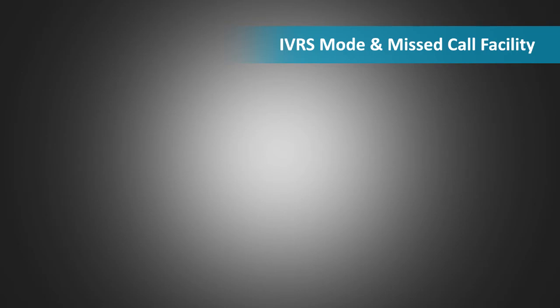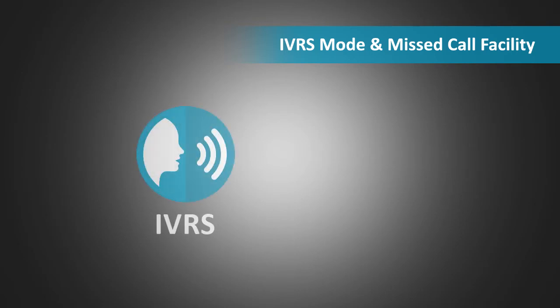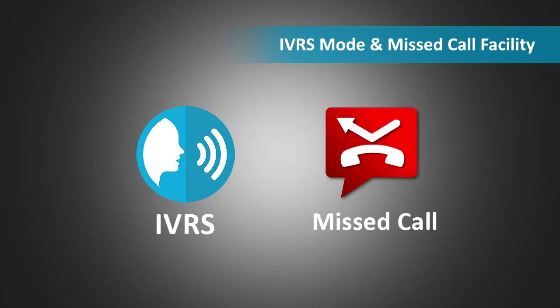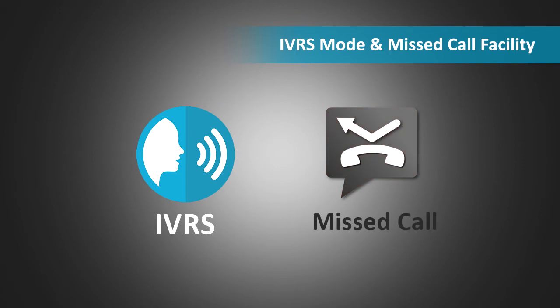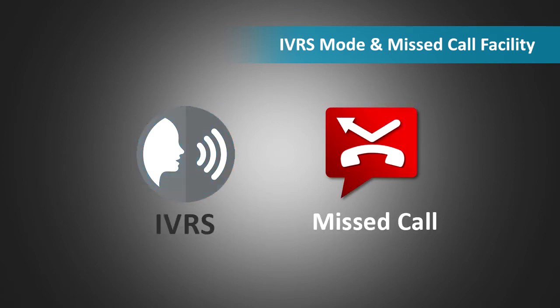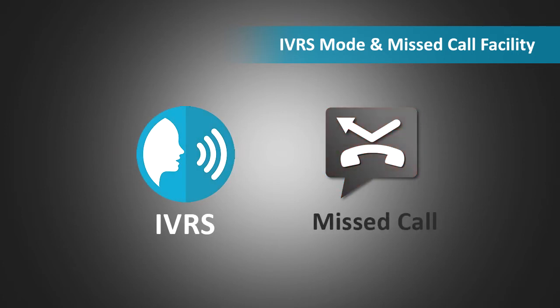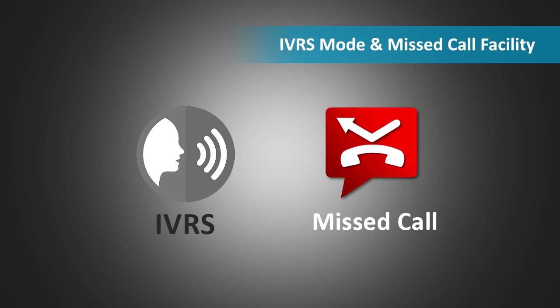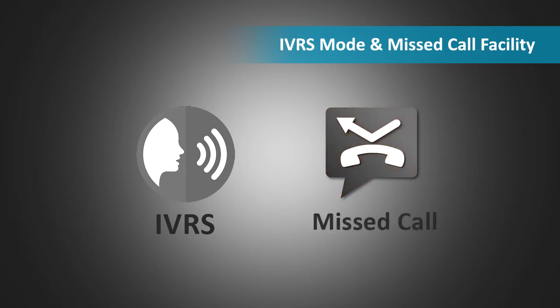IVRS mode and missed call facility. mPower Pro offers both IVRS and missed call facility to the user. Any one of these facilities can be used at one point of time. IVRS mode is enabled by default, while missed call mode is disabled by default. When one chooses to disable IVRS mode, the missed call facility is automatically enabled. On the other hand, disabling missed call mode results in enabling of IVRS mode.